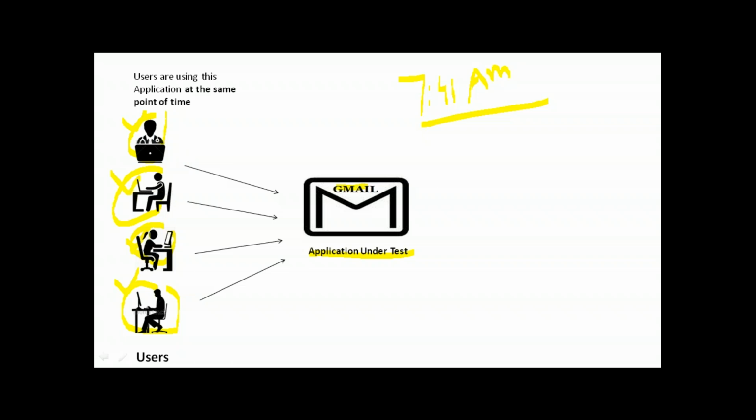By the way, there is a term for this. We call them concurrent users. Let me write it down for you. I'm using the mouse, so the handwriting will not be that great, so please put up with that. So they are called concurrent users. Going forward, I'll be using this term a lot, concurrency or concurrent users. Concurrent users means all these users using the same application at the same point of time.